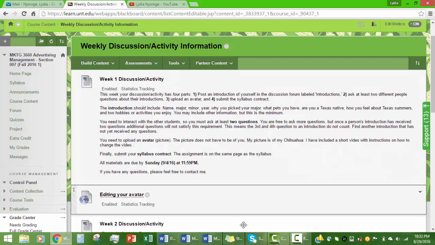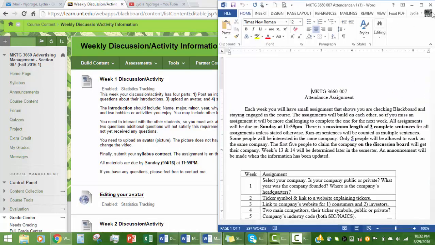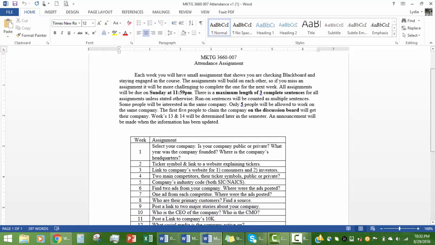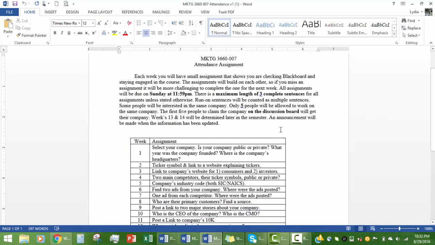And then the last thing that I want to point out is the attendance. I will be a stickler on this and anything else. When I have these maximums, it's for a reason. There is a maximum on every single one of these attendance assignments, that is a 3-sentence max. If you look in here, it says run-on sentences will be counted as multiple sentences. So basically when you post a run-on sentence, or you post 4 or 5 sentences, you will get a 0 for that assignment.